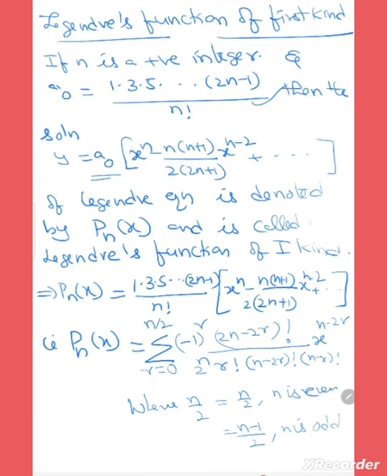So finally you need to remember only this particular thing: Pn of x is the sum of minus 1 to the power of r into 2n minus 2r factorial by 2 power n into r factorial into n minus 2r factorial into n minus r factorial into x to the power of n minus 2r. The upper limit n by 2 remains the same when n is even, but the value is n minus 1 by 2 when n is odd. This is the main thing you need to remember. Next, second kind.